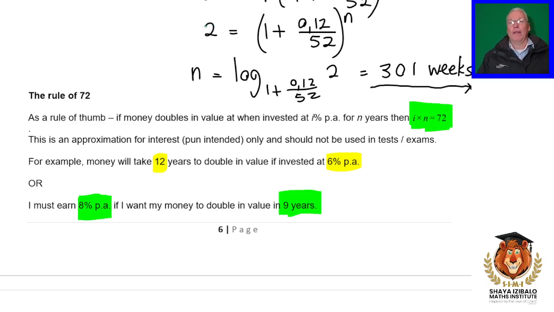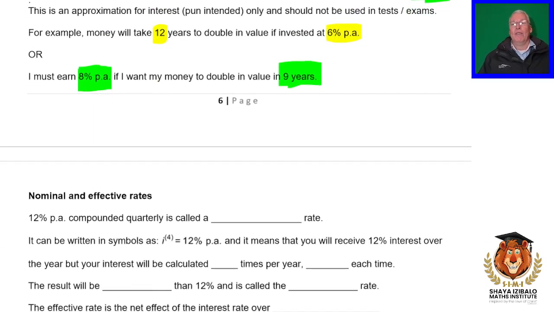It also helps you sort of show off in front of your friends. If someone says, "Oh, I managed to double my money in sort of 12 years," you can say, "Oh, well, that's actually only 6% per annum." Or if they doubled their money in 6 years, you say, "Oh, it's 12% per annum. That's a great investment." Okay, right.